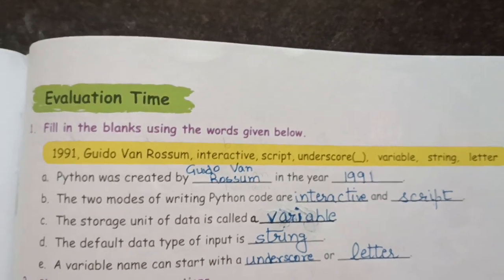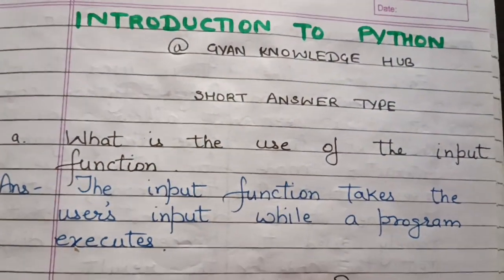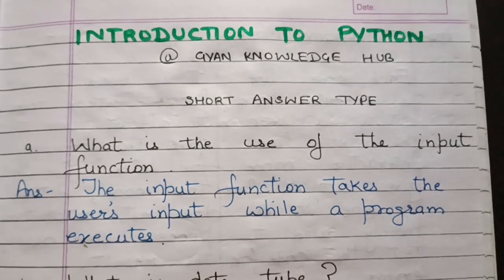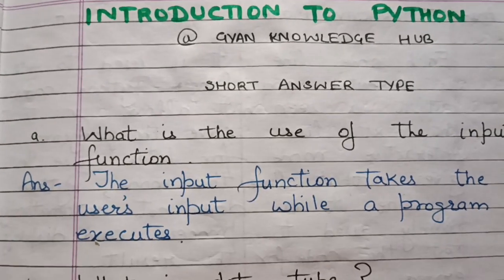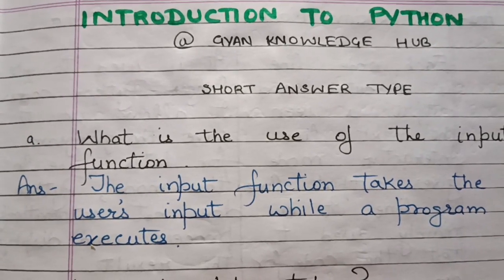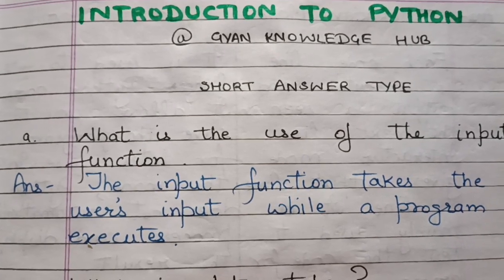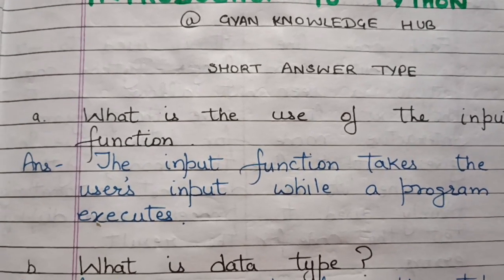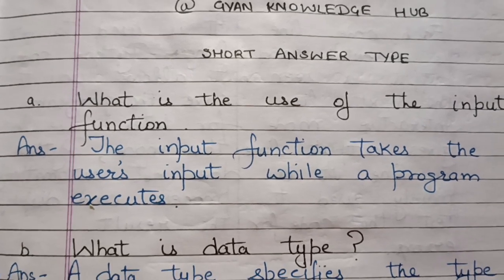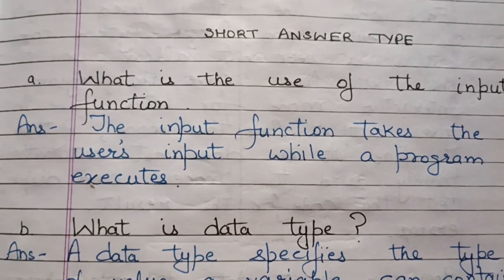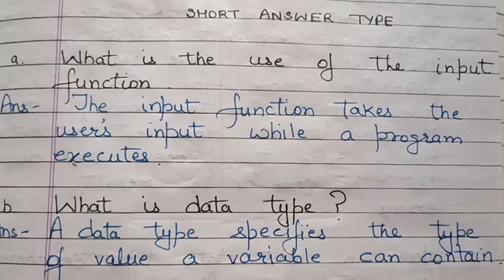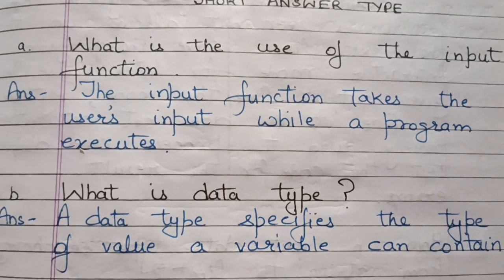So these were the back exercises. Now we come to the question answers part. First is short answer type questions. What is the use of the input function? So the input function takes the user's input while a program executes. Next question is what is data type? A data type specifies the type of value a variable can contain.